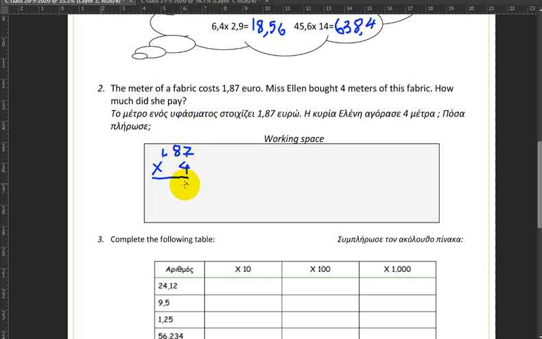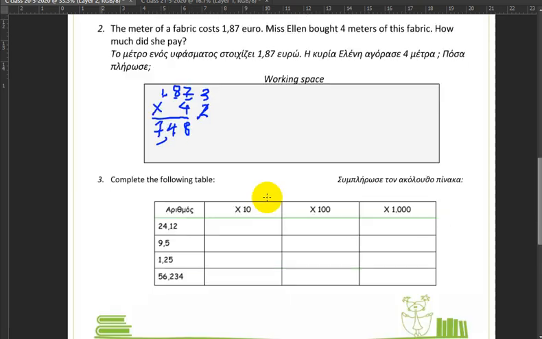Four times 7 makes 28. Right, 8, carry 2. 4 times 8 makes 32, plus the 2 that I carried over, 34, right? 4, carry 3. 4 by 1 makes 4, plus the 3 that I carried over is 7. And there are 2 numbers to the right of the decimal point, so 7.48 euros is the answer here.